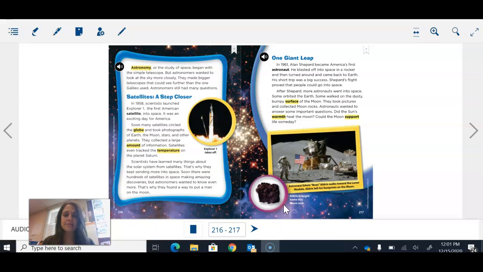So again, some features of this expository text. We have headings introducing the section. We have photographs that connect to our headings to show us more about what this section is about. We have captions explaining the photographs. We have facts and information.